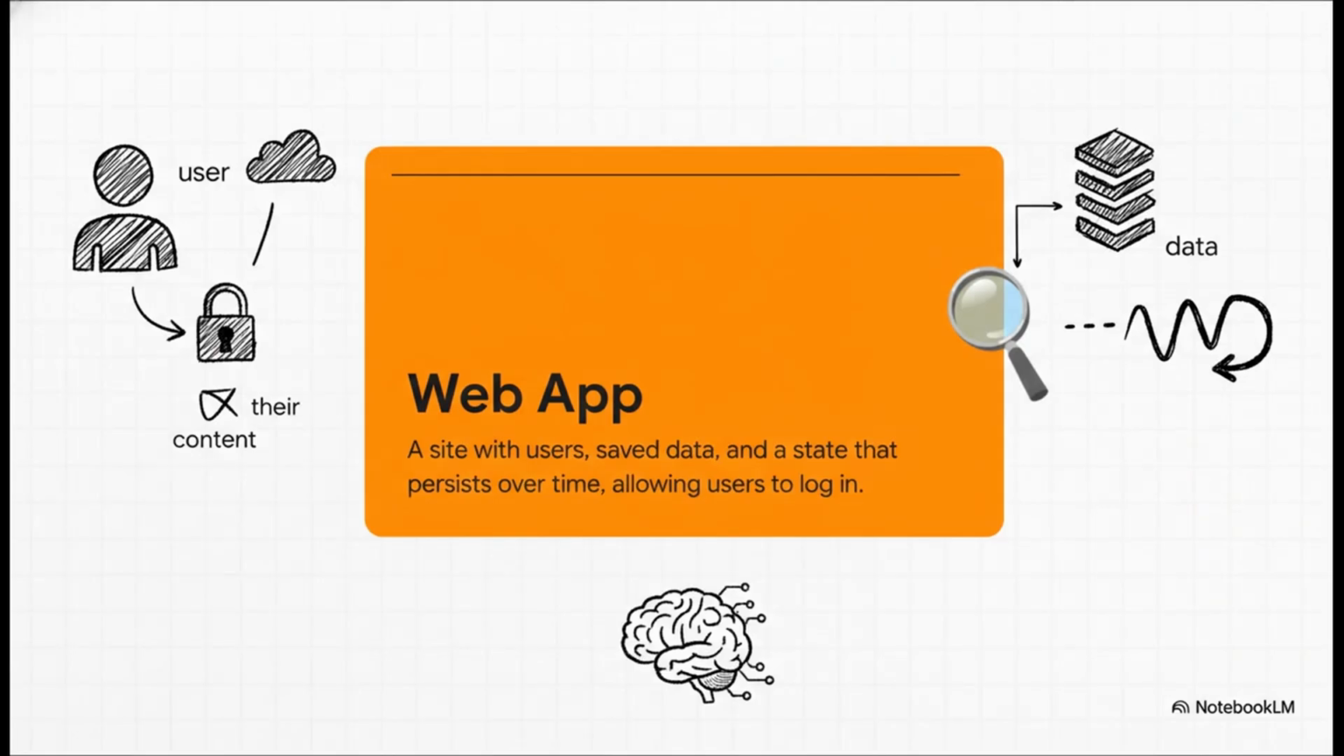So what's the secret ingredient here? Well, it's all about persistence. Think about it. A website is kind of like a flyer, right? Everyone who looks at it sees the exact same thing. But a web app remembers you. It lets you create an account, save your information, and when you come back, your world is just how you left it. And that, right there, is the massive leap from just a digital brochure to a genuinely functional tool.